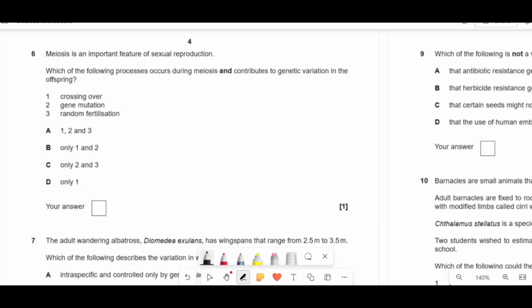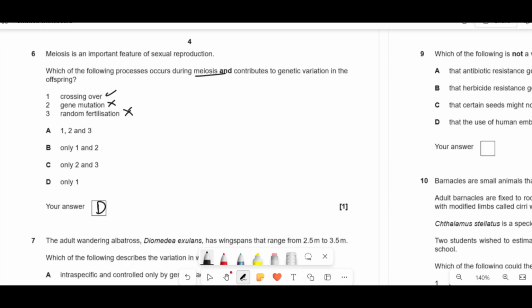So meiosis is an important factor of sexual reproduction. Which of the following processes occurs during meiosis and contributes to genetic variation of offspring? So in meiosis, we get crossing over. Gene mutation is random. It does not happen during meiosis, and random fertilization is after meiosis. So it's got to be just one, which is D.